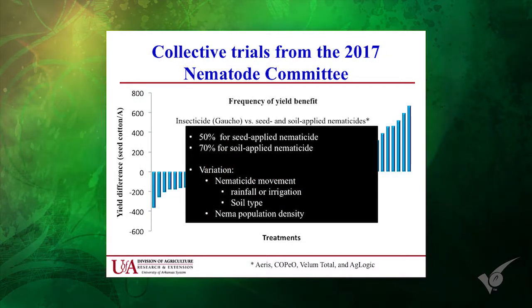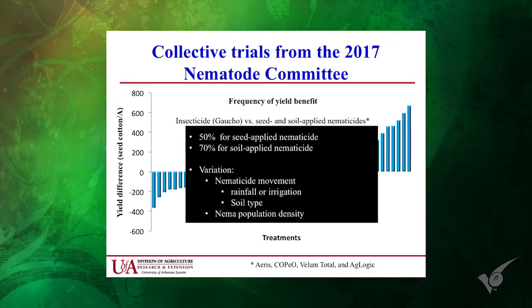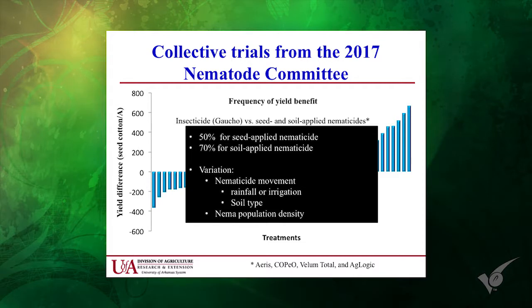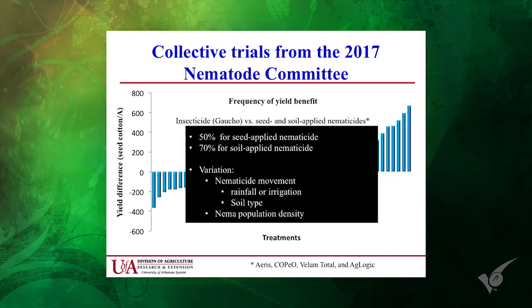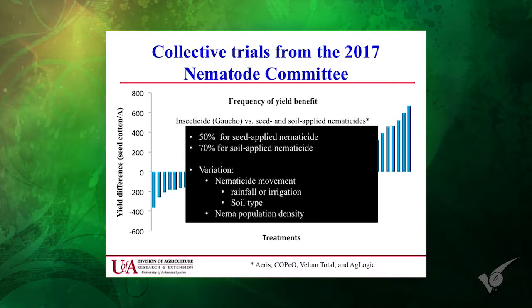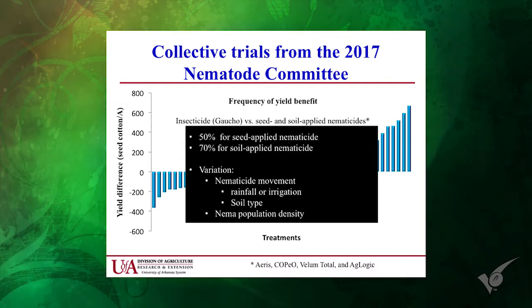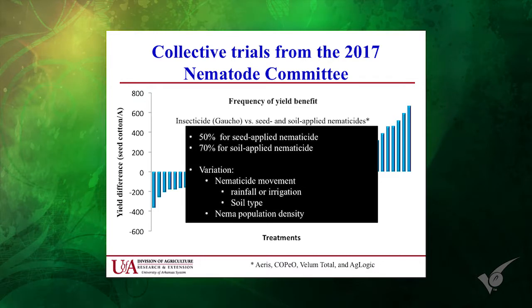So this is just one of these, what they call them, piano graphs, looking at the whole data set against the insecticide Gaucho. And so you can see a wide variation there. And the treatments you can see down below by the asterisk. But if you compare just to the insecticide Gaucho, 50% of the time, something with a seed-applied nematicide had a better yield benefit. And that just means it could be 2 pounds of seed cotton, just anything over that. I'm not saying that that's going to be profitable. It was just greater. Something for the soil-applied part, whether that's AgLogic or Velum Total, it was about 70% of the time. So definitely a much better chance there.